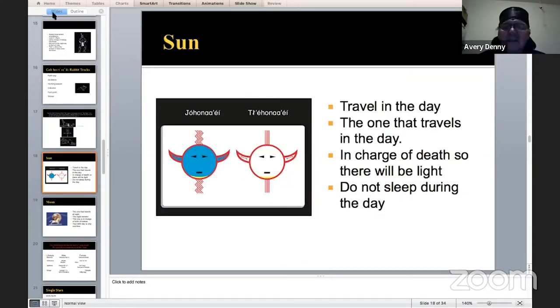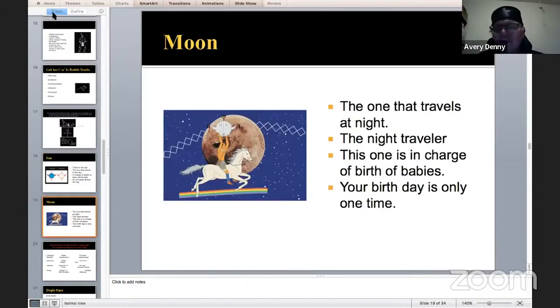The sun and the moon, like I said, one of them is in charge of death, the other one is in charge of dying. And then the moon cycle takes care of the birth. You have a birth date.